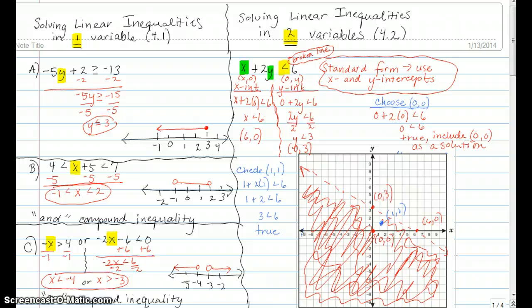Okay, so the difference between solving linear inequalities in one variable versus linear inequalities in two variables is that you use a number line graph for one variable and you use a coordinate graph for two variables. Another difference, actually a similarity, let's look at that first. A similarity is that you have many solutions for one variable and you also have many ordered pair solutions for two variables. All right, now we're going to move on to some more examples.